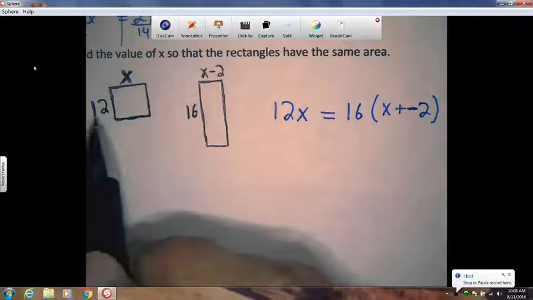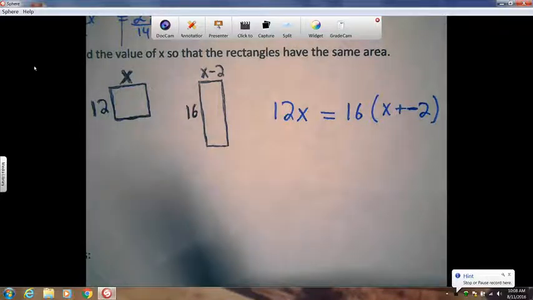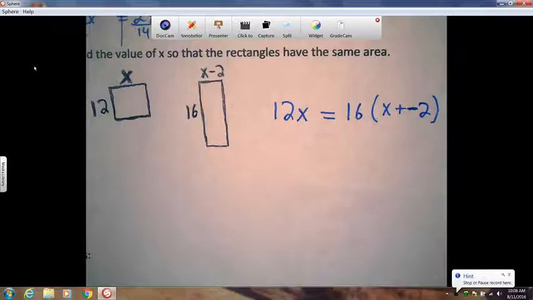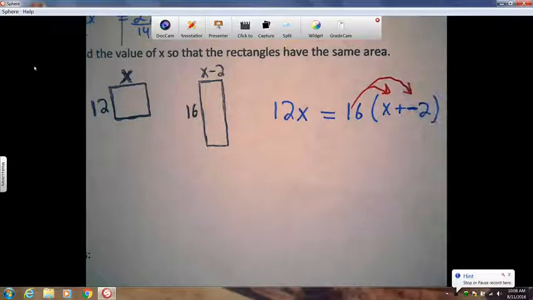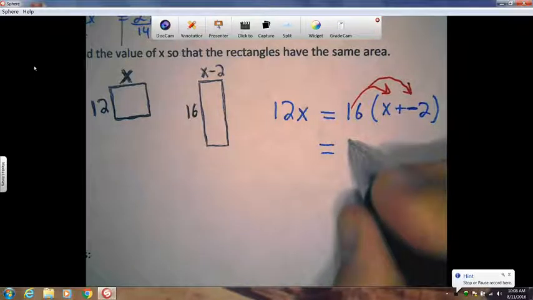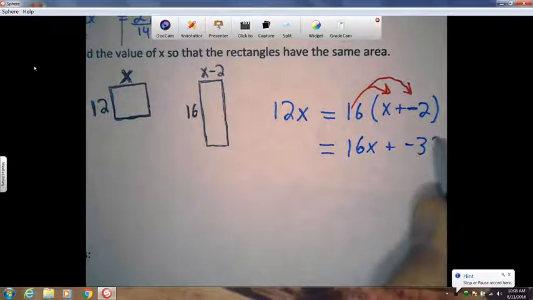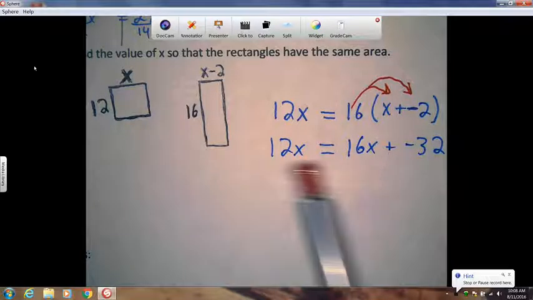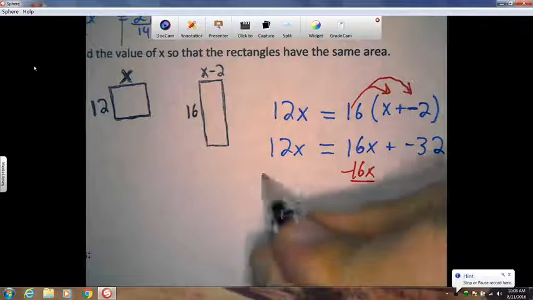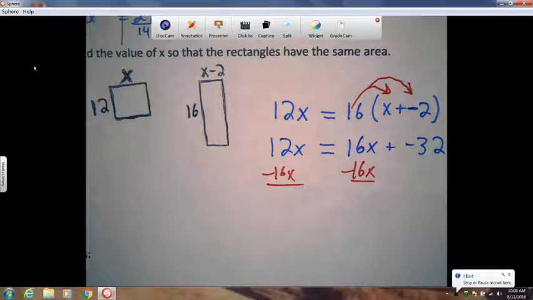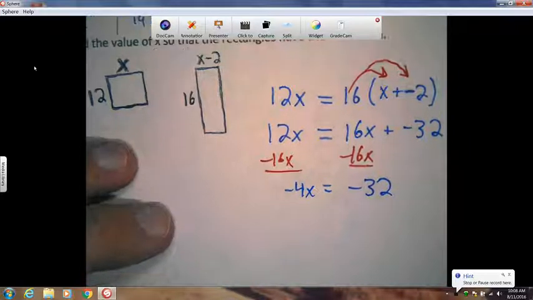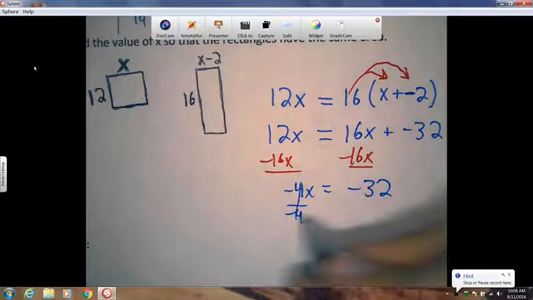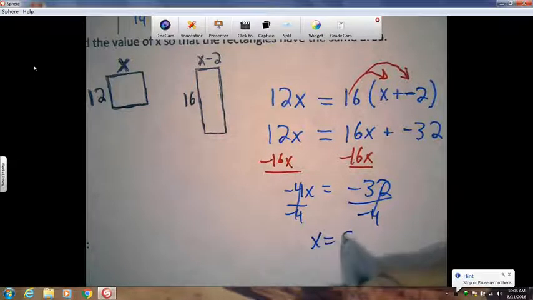Area is length times width. 12 multiplied by x. 16 multiplied by x minus 2. And then you can solve from there. Use addition of the opposite. Distributive property over here. 16x plus a negative 32. The only thing I can do here is subtract 16x on both sides. So negative 4x is equal to negative 32. Divide both sides by negative 4. So x is 8.